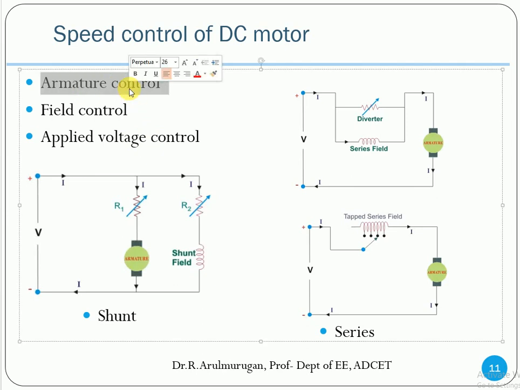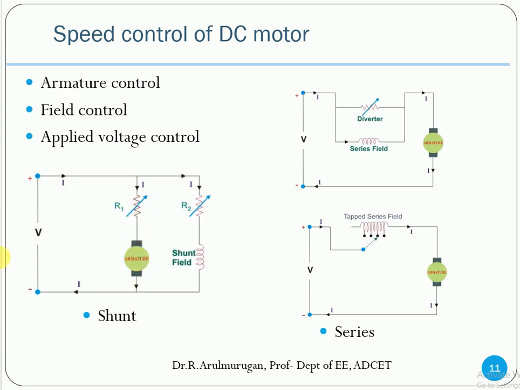The next one, the armature control method. What is the armature control method? One variable resistance is connected in series with the armature winding. When you vary this, the flow of voltage varies, and you control the speed. If you connect a series resistance, a variable rheostat, in series with the armature winding and vary it, the flow of voltage varies. If you have low voltage, automatically speed is low. That is called the armature control method.